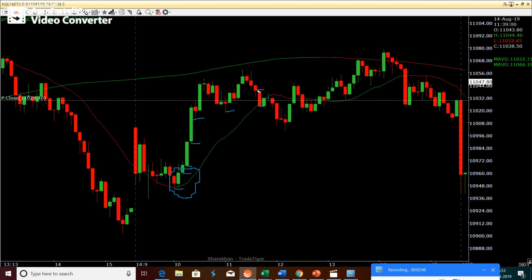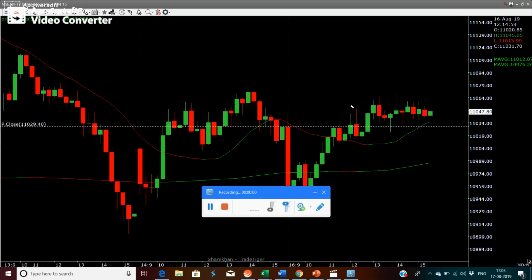Here again, this is an exit candle and this is a short entry candle. You get a red bar on the 20 period moving average. This is a short entry where you can put your stop loss above this and take a short.